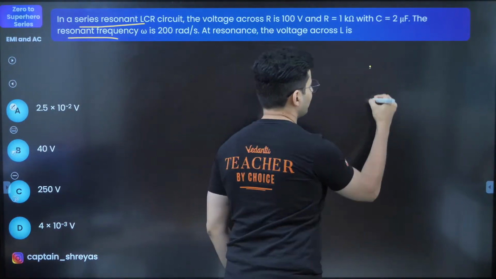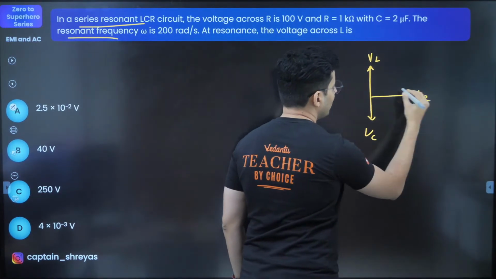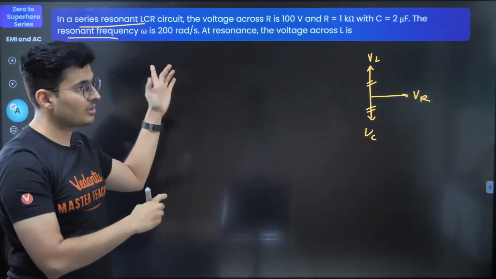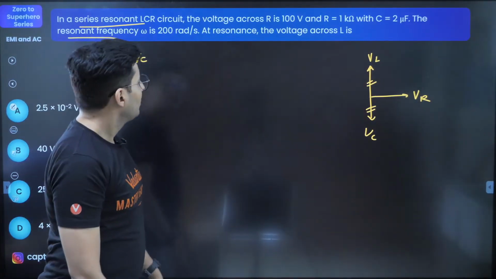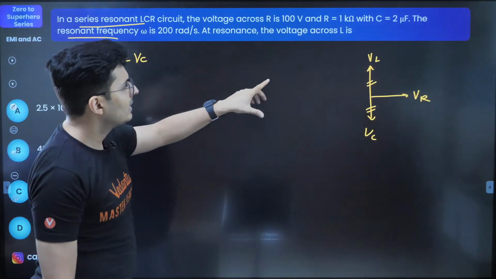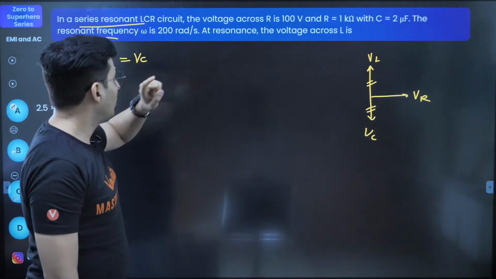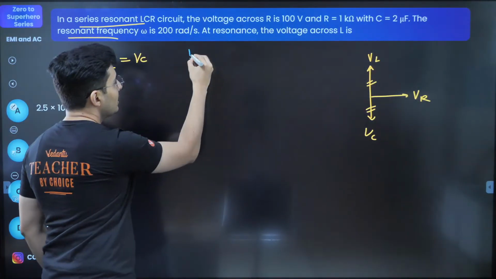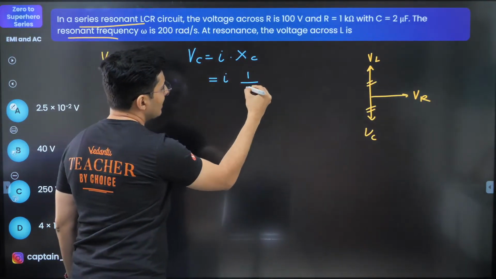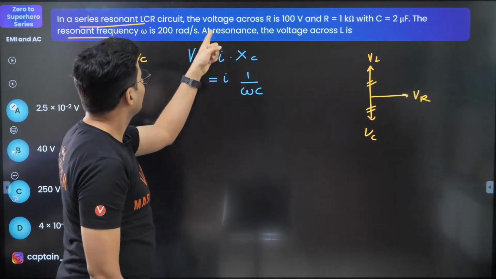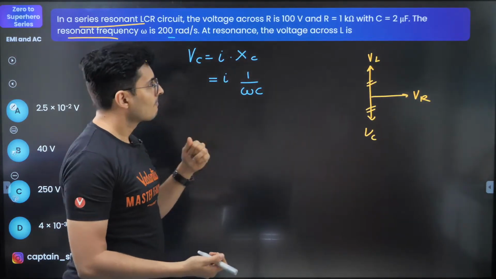Let's think about vectors. So this is VL. This will be VC. This will be VR. We know VL and VC are equal at resonance. So that's one thing. VL is equal to VC. Fair enough. Do I know L? No, I don't know L. Inductance I don't know. Capacitance I know. And I also know one more thing. VC is current into XC, and XC is 1 by omega C. Omega I know. C I know. Current I don't know.